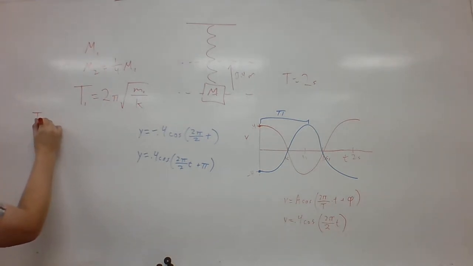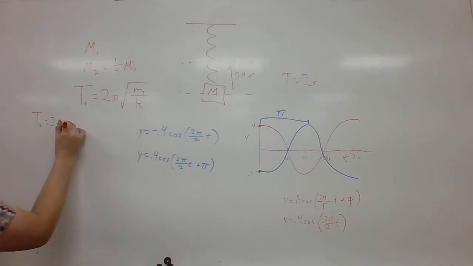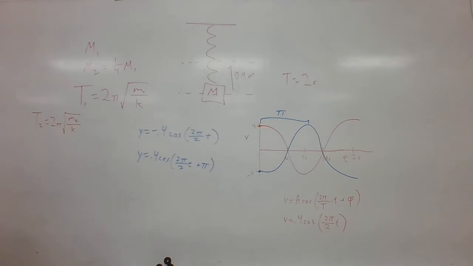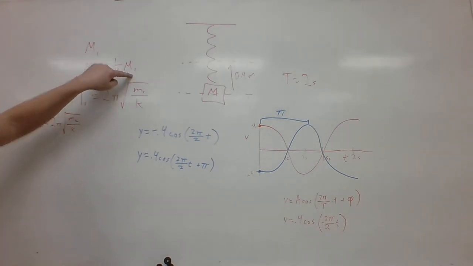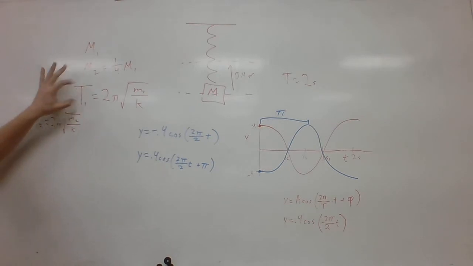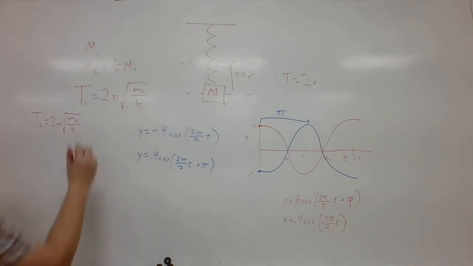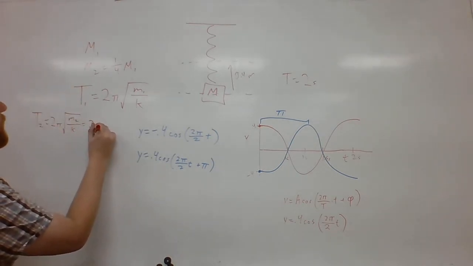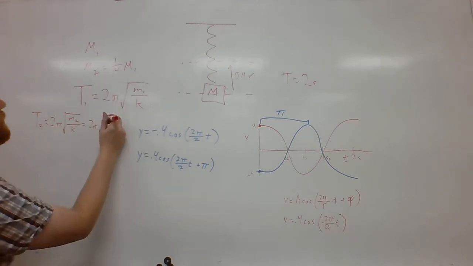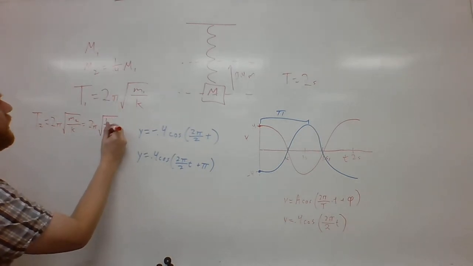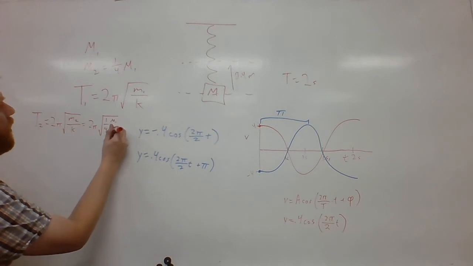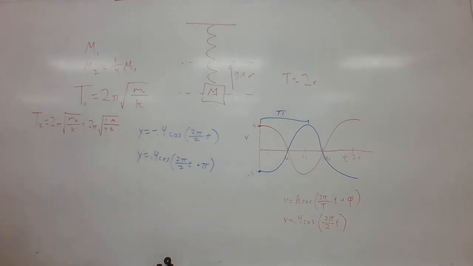We can also write period 2 is equal to 2 pi times the square root of mass 2 over the spring constant. Let's go ahead and plug in my mass 2 relationship to mass 1 so I can relate the period of 2 to period of 1. This is equal to 2 pi square root of 1/4 times mass 1 over k. So we could write it like that.